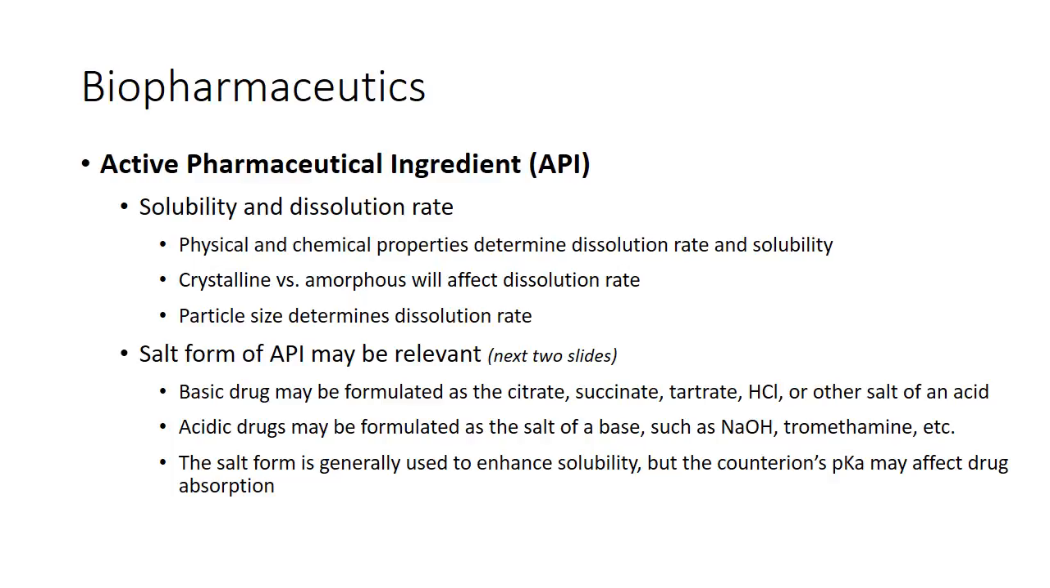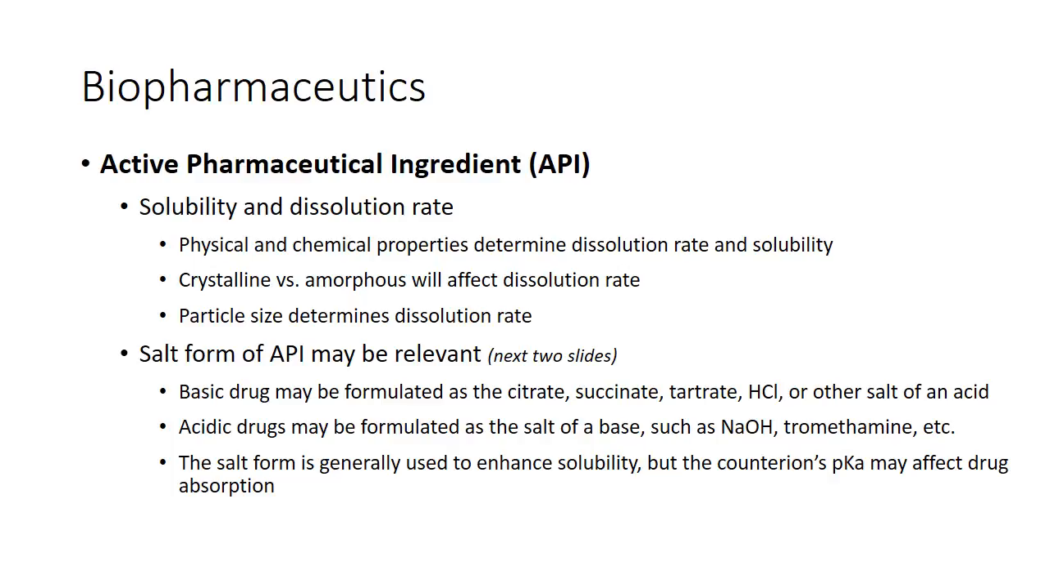The salt form of the active pharmaceutical ingredient is, in many cases, relevant. Okay, and hopefully you remember a little bit about this from chemistry, but the salt form exists because most drugs on the market do have charged groups, either negatively or positively charged, which will usually be a carboxylic acid or an amine. Well, they have to be formulated with the conjugate acid or base, depending on which one we're talking about.